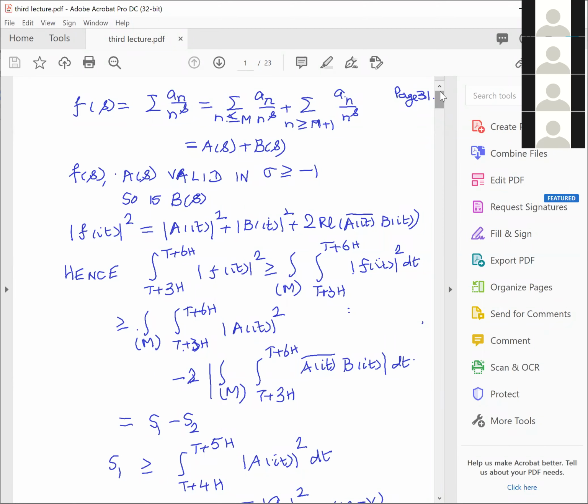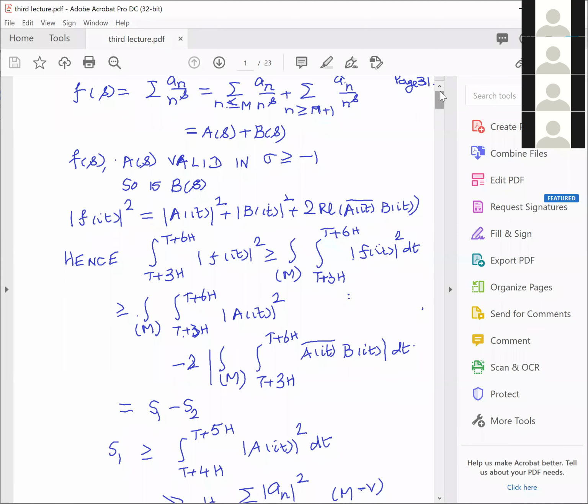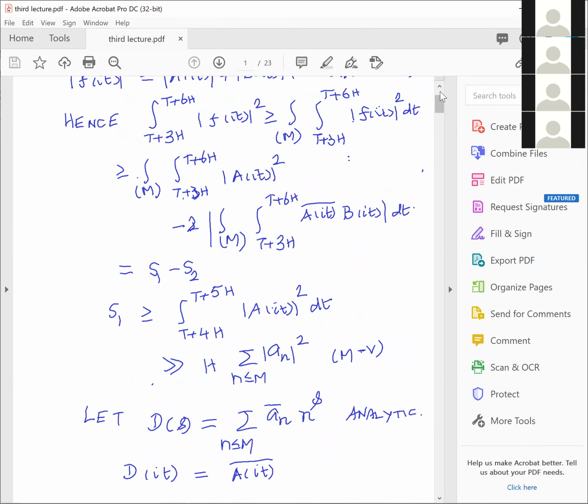As far as the main term is concerned, the integrand is non-negative, and therefore I can as well make it a single integral, of course with a slightly smaller interval, but that doesn't really matter for us. Therefore, if I start with t plus 3h to t plus 6h, I will get t plus 4h to t plus 5h, but that doesn't matter. Now that can be done by this theorem of Montgomery and Wong, which I did explain, because Montgomery and Wong gives you an L2 norm for any Dirichlet polynomial.